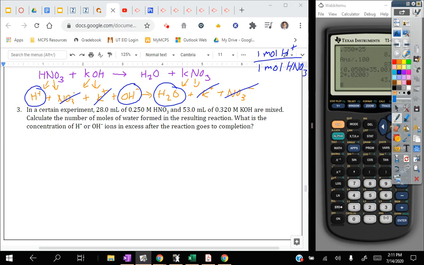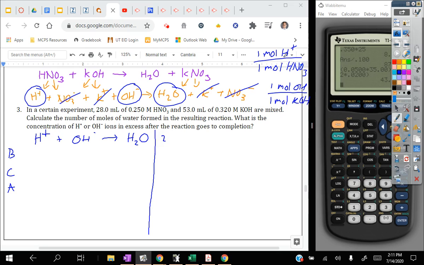I can also do the same thing with KOH. I have 1 mole of OH for every 1 mole of KOH. So the molarity of KOH can be used to find moles of OH. So let's set that up. I've got H plus and OH minus, and that forms H2O. And we're going to set this up kind of like a BCA table like we did before. So I need to figure out how many moles of each component I have. So I'm going to split my table here.